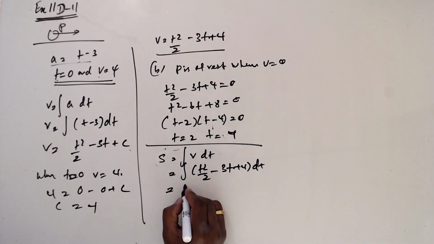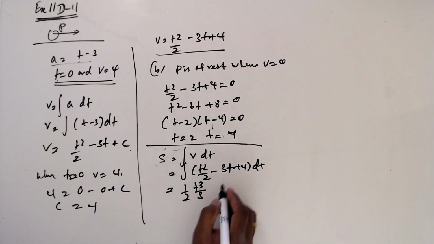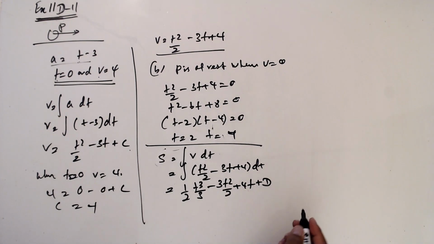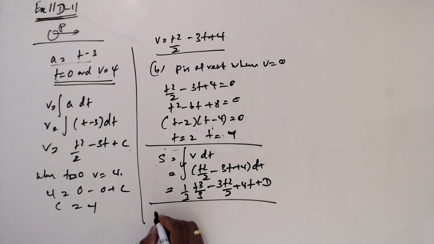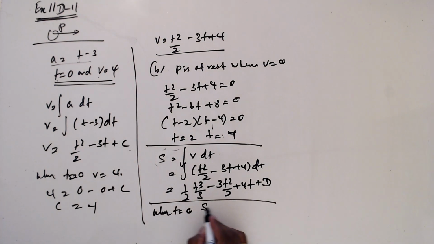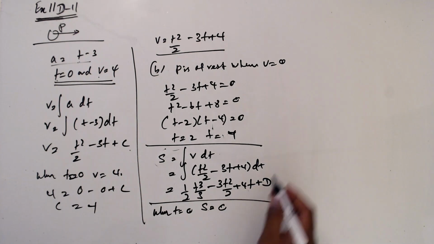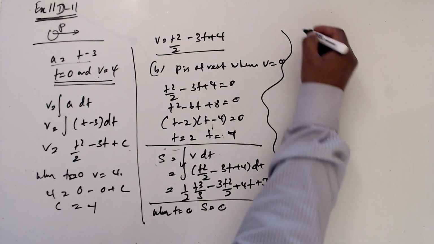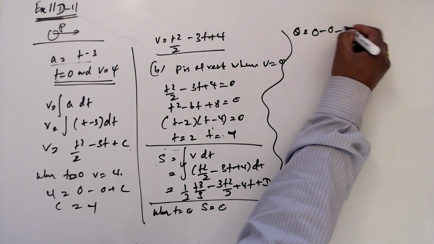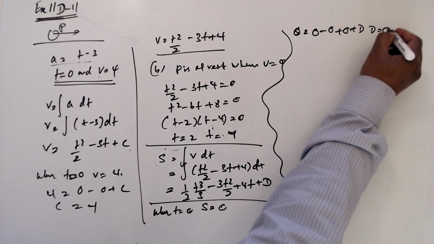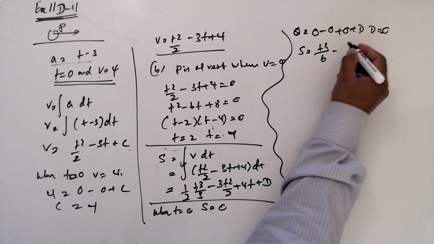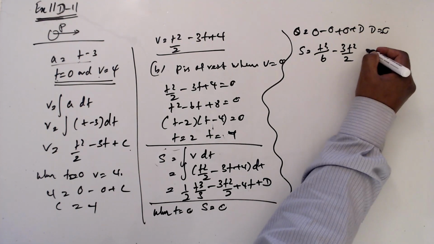This is going to be half of t cube over 3 minus 3t square over 2 plus 4t plus d. D is the constant. So we know that when t equals 0, s equals 0, displacement has to be 0. Then we can take this one as s 0 equals 0 minus 0 plus 0 plus d. So d equals 0. So s equals t cube over 6 minus 3t square over 2 plus 4t.